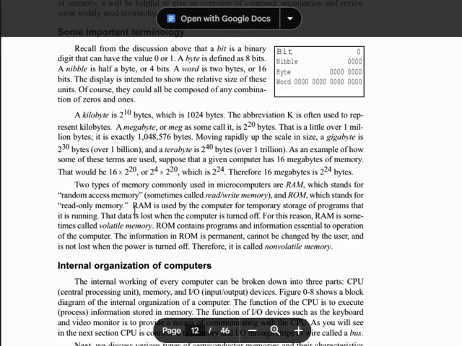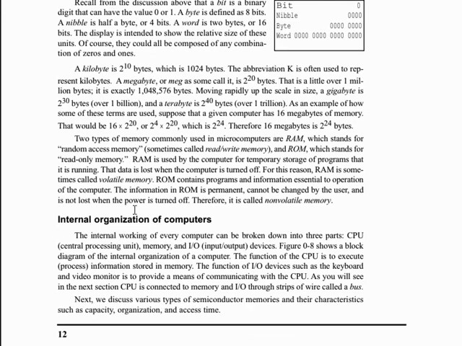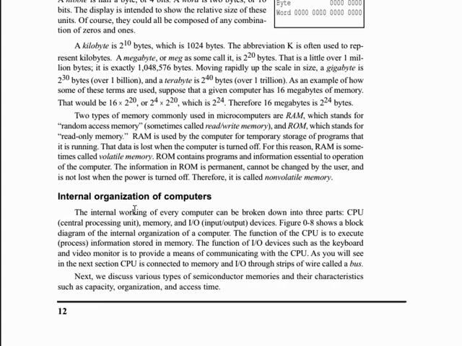Then there are two types of memory commonly used in microcomputers: RAM, which stands for random access memory, sometimes called write-read memory, and ROM, which stands for read-only memory. RAM is used by the computer for temporary storage of programs that are running. Okay, we're going to read it thoroughly afterwards.